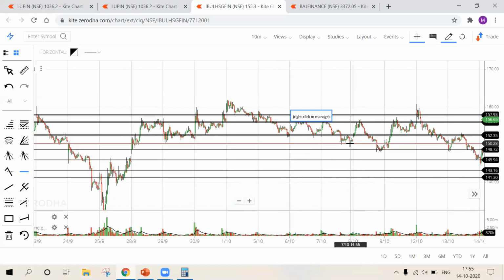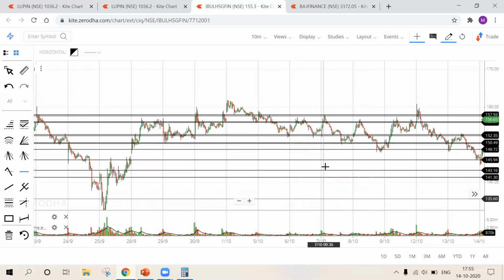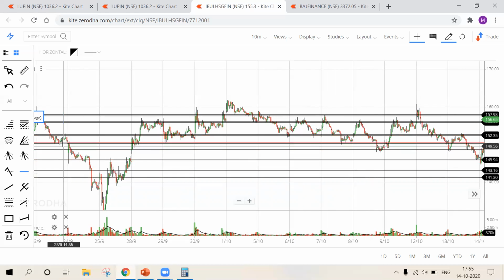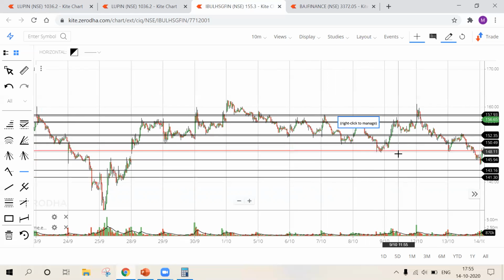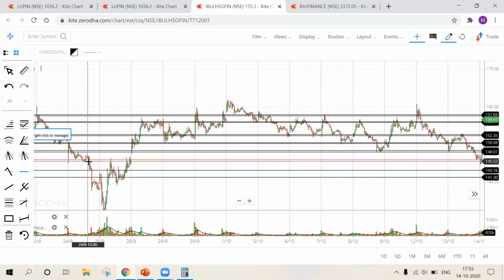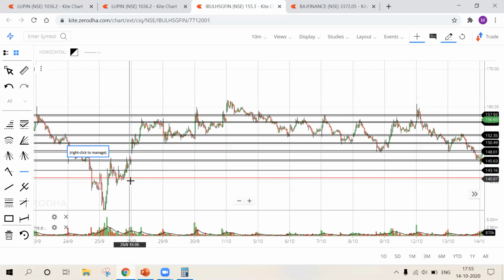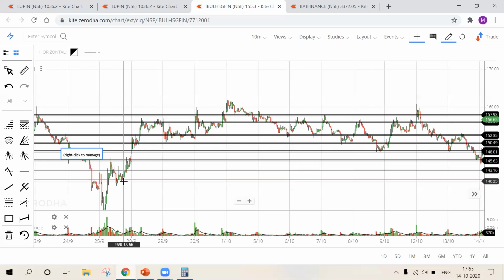Now, yes, I can draw a double line here because this area is acting as a support here and also acting as support here, also acting as support here. Now, I can also draw another level here. I can also draw another level here because it is acting as resistance here and support here. I can move this level a little downward and draw another level.